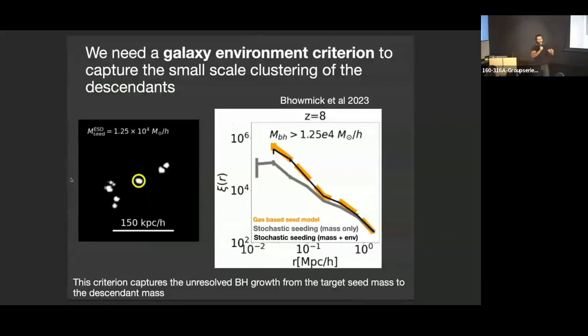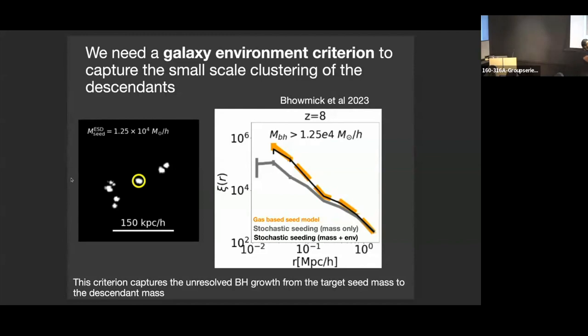However, we find that if we only apply a galaxy mass criterion, we substantially underestimate the small scale clustering of these higher mass descendants, shown by this gray line, compared to the gas-based seed model predictions shown by this orange dashed line. And that is precisely why we need a galaxy environment criterion, which ensures that we preferentially seed in these galaxies with rich environments shown over here.